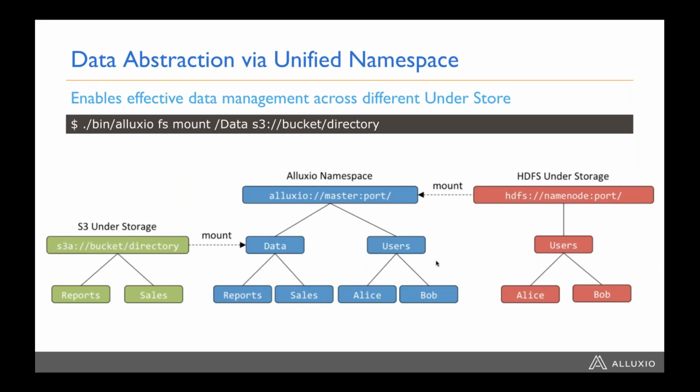Yeah, so lastly, we have the data abstraction. We're providing the data abstraction to applications. So for example, in this figure, in the middle, the blue part is the Alluxio namespace. You can think this is a logical file system and backed by two different physical storage. One is S3, one is HDFS, and the HDFS is treated as a root directory, and S3 is mounted as one of the nested directory under root.